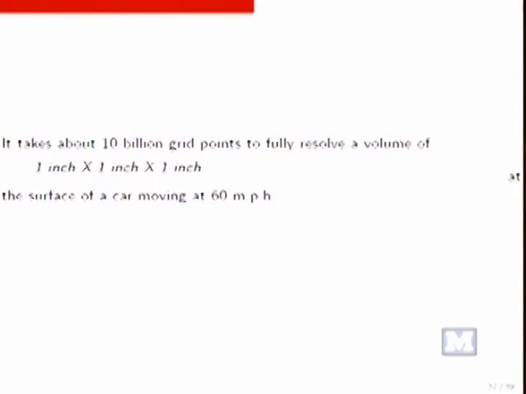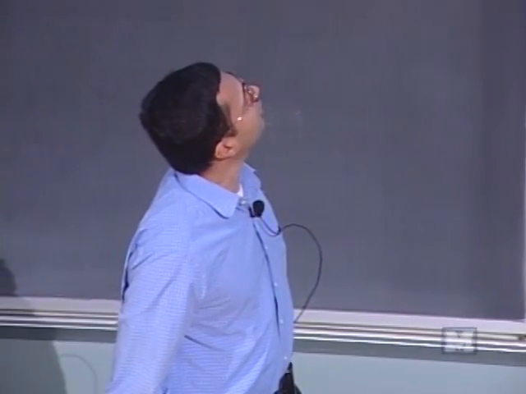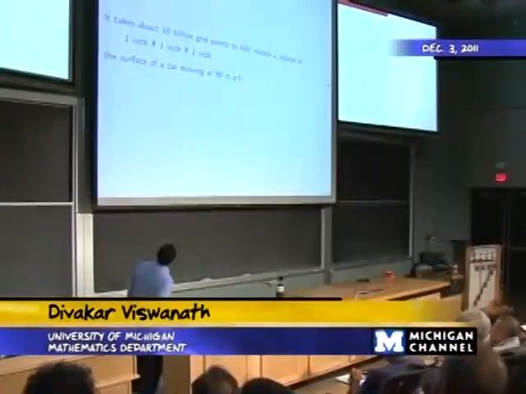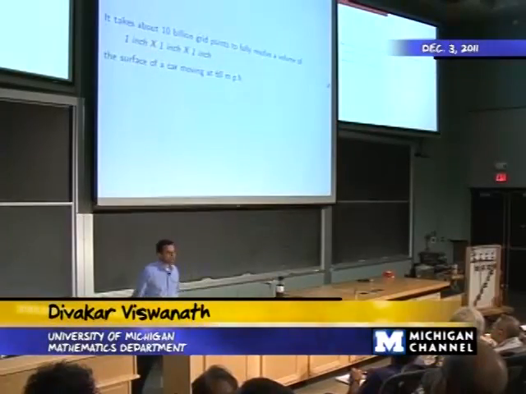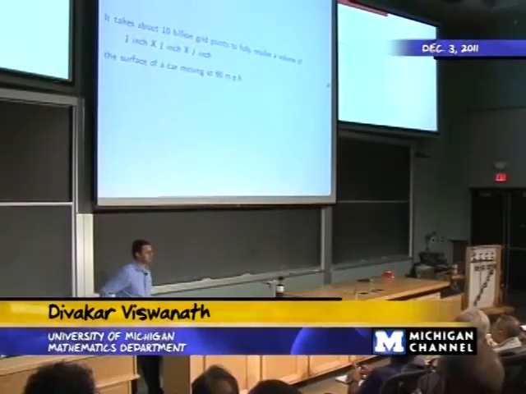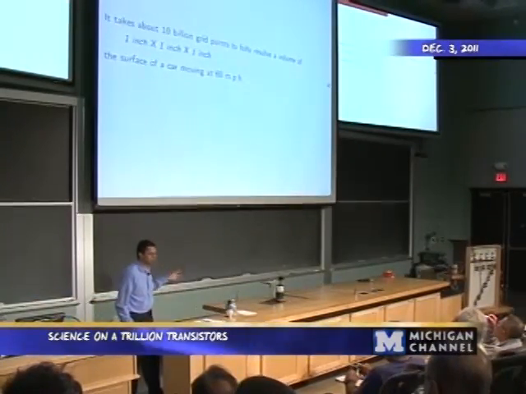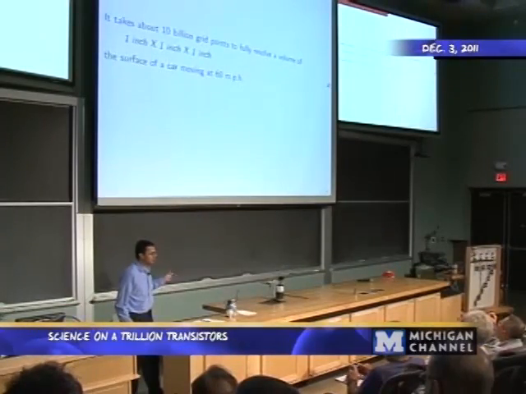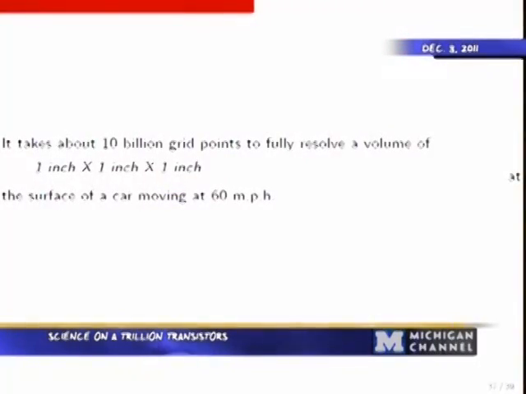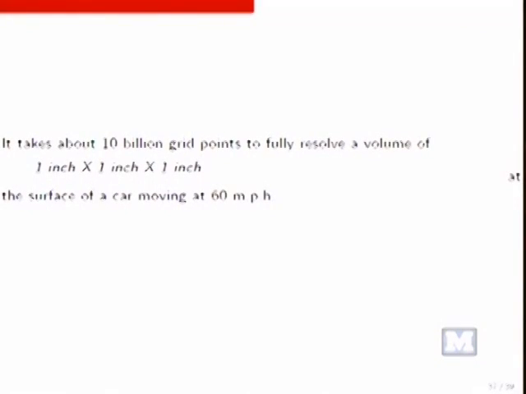Right. So to be more concrete, if you start with the basic equations of fluid mechanics, and you want to completely solve them without any approximations, it takes about 1 to 10 billion grid points for a 1 inch times 1 inch times 1 inch volume at the surface of a car at 60 miles per hour, right? And that is the kind of computation which would stress the biggest computers, right?